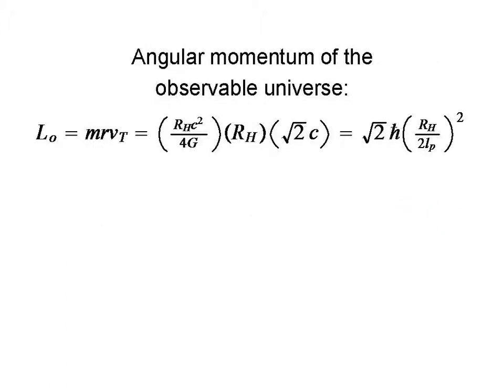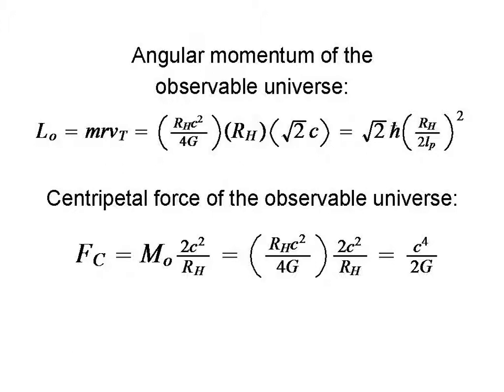And so let's look at the angular momentum of the observable universe. L sub O is equal to mass times the radius times the tangential velocity. This is our mass of the observable universe. Hyperverse radius is the radius, and it has a constant value for the tangential velocity of the square root of 2 times c. And the product works out to be the square root of 2 times h bar times r sub h over 2 l sub p, squared. That's the large number that we talked about so much in the geometric mean paper.